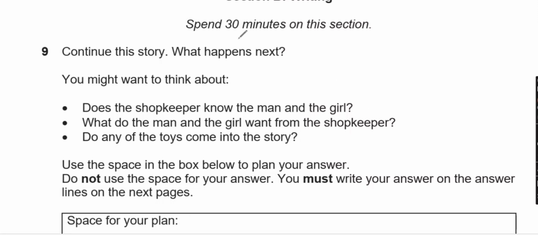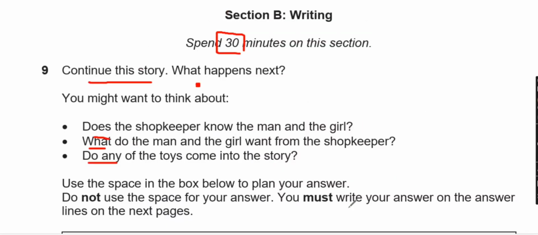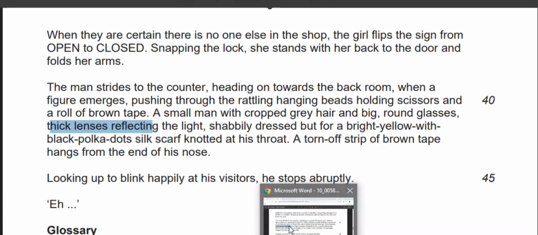Let's go to writing. You must start your timer and just go ahead. What you should do: carry on, continue the story. What do you think happened next? And here are some ideas to help you. Okay? What do you think is going to happen next? Read again how it ends.